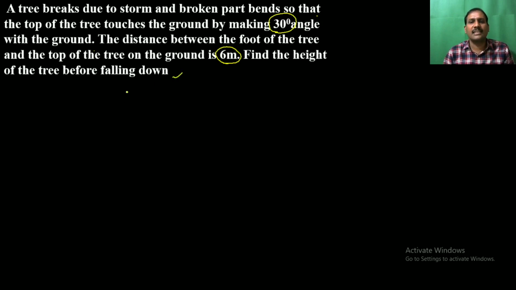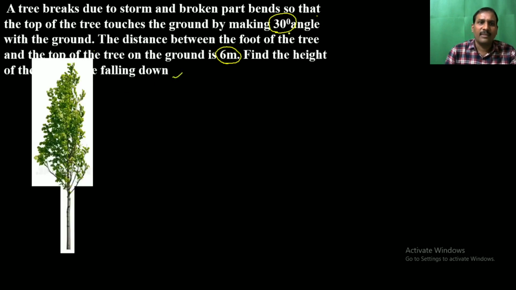So it is an interesting question. There is a tree. Let us say some A and some C, or let us say AB is the height of the tree. That is what we have to find. Find the height of the tree before falling down. This is the actual height. AB we have to find.